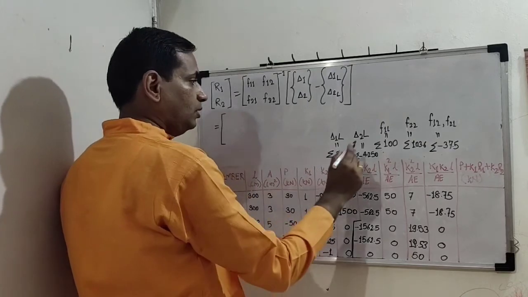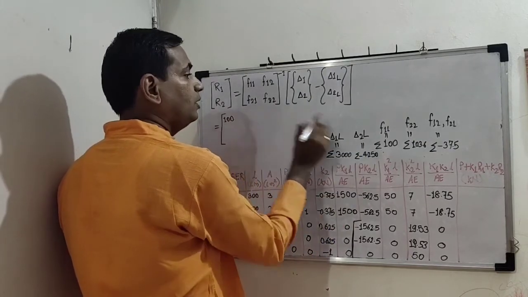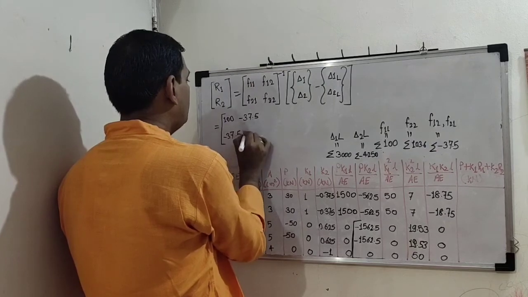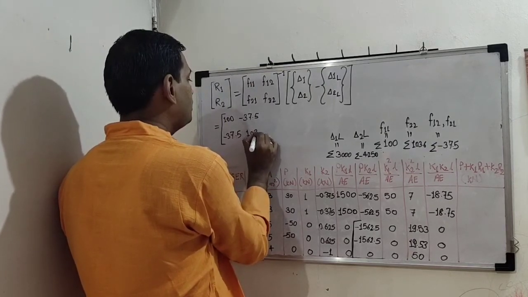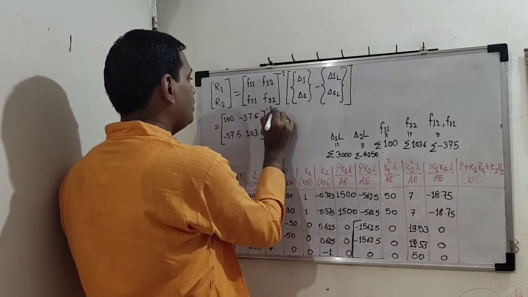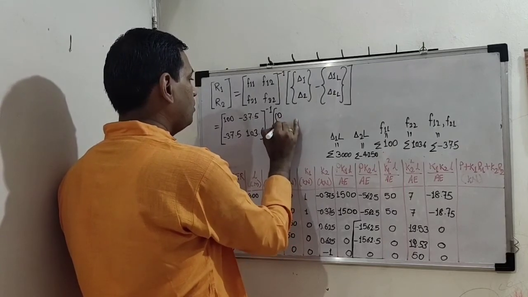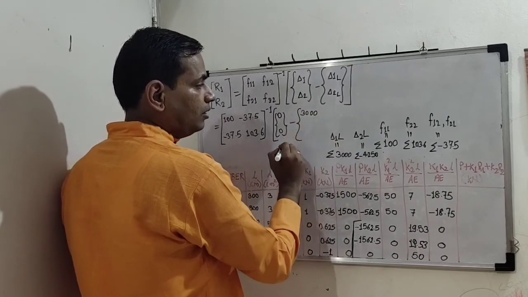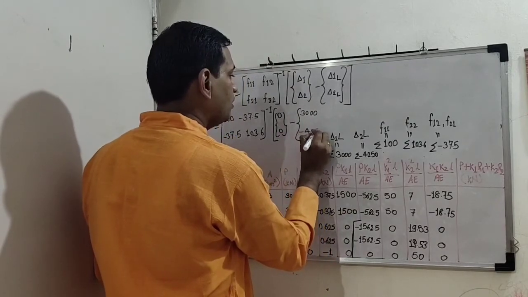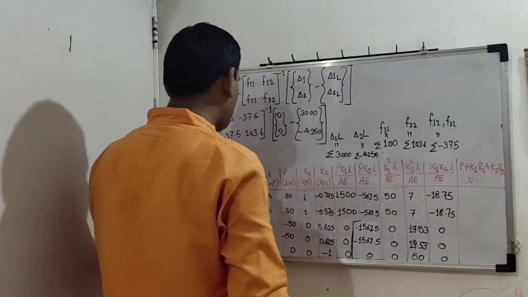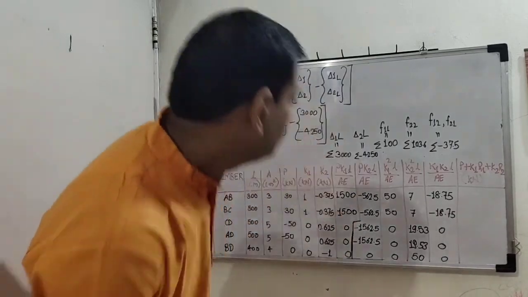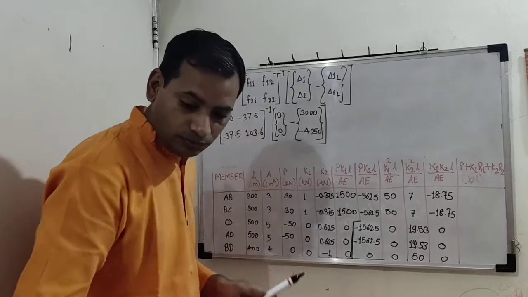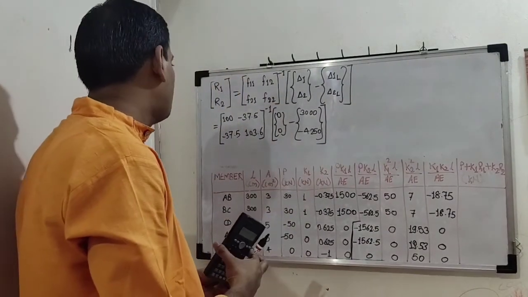So F11 100, then minus 37.5, again here minus 37.5, here is 103.6, correct? So inverse of this 2x2 matrix into 0, 0, minus delta 1L 3000, delta 2L, is it minus? Yes, minus 4250. Now we will solve this 2x2 matrix. So simple calculations further.